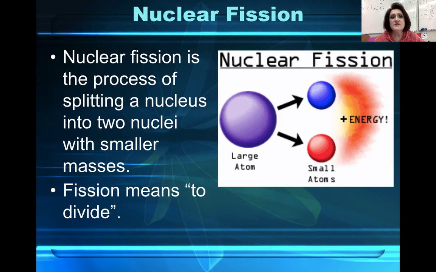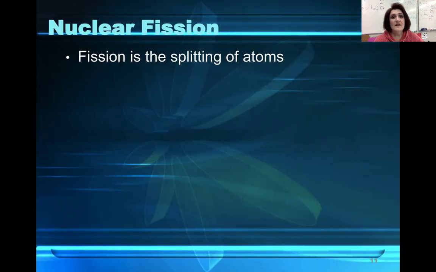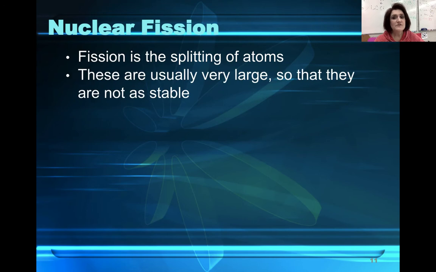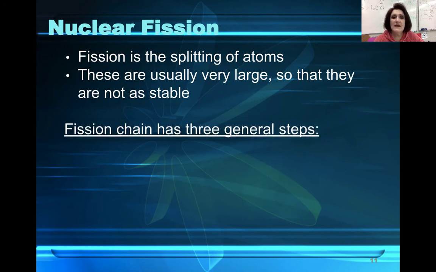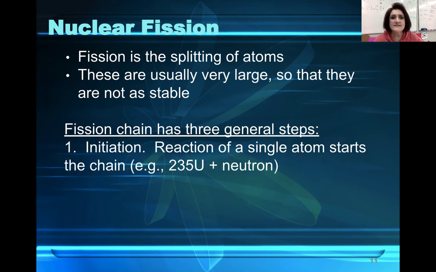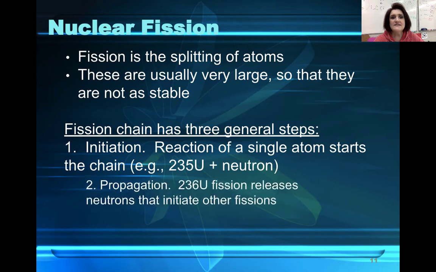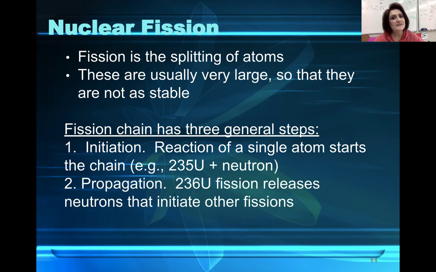So nuclear fission is a process of splitting atoms into two. Fission means to divide. Fission is the splitting of atoms. These are usually very large so that they are not as stable. And a fission chain has three general steps. The first is the initiation. Second is propagation. That's why it's a chain reaction. And then third is termination.